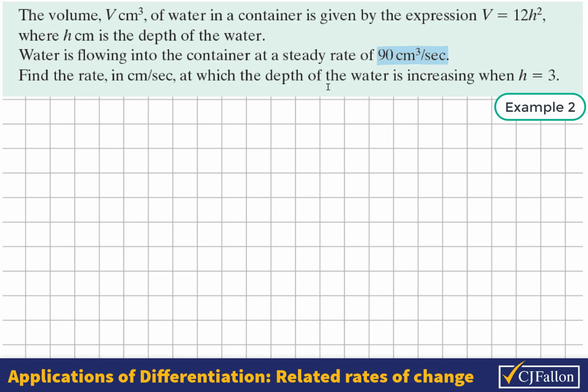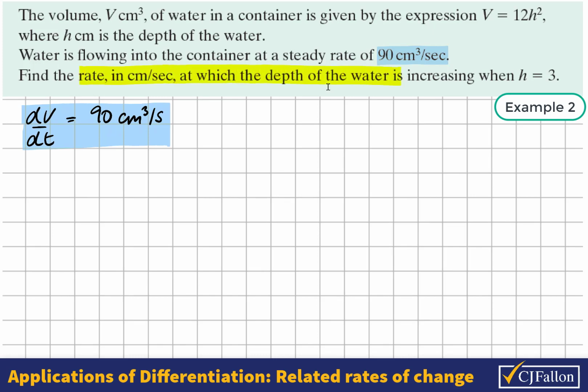Let's look at what we're given here. We know the steady rate is 90 cm³ per second. Centimeters cubed is a volume expression and second is time. So in other words, dV/dt, the rate of change of volume with respect to time, is 90 cm³ per second. So the dimensions are a good clue to understanding what we're given here.